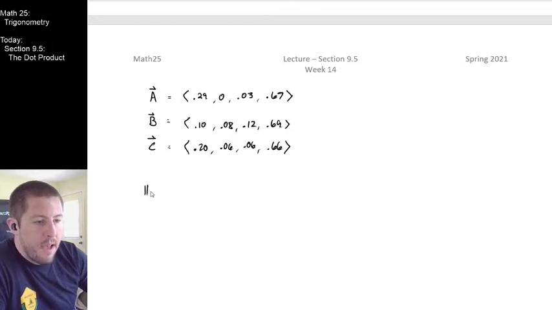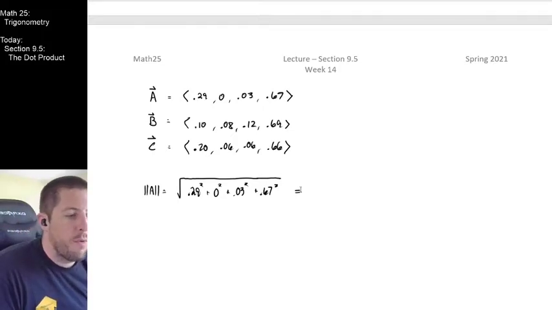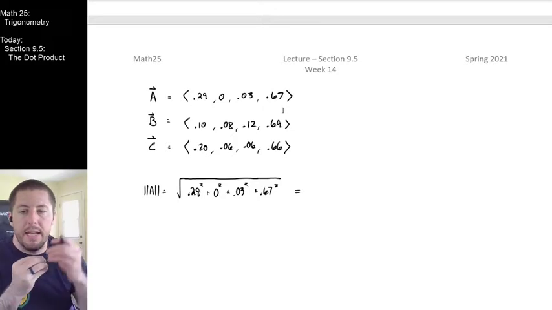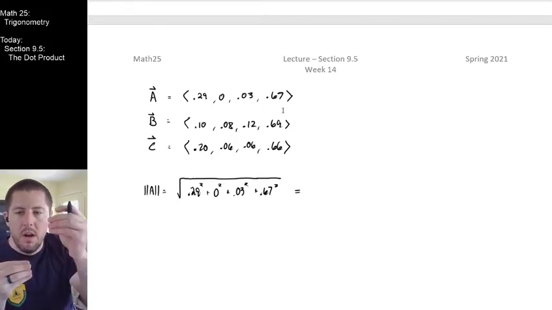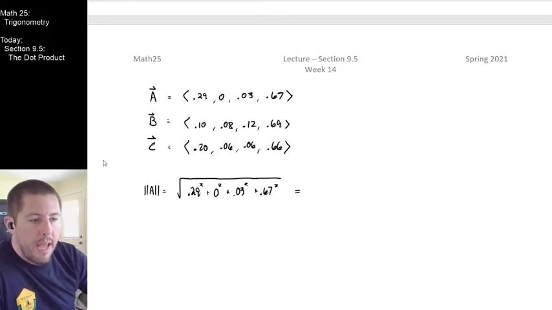So I can say my magnitude of vector A, well, we just are going to take a big old square root of the sum of squares here. I'm going to get 0.29 squared plus 0 squared plus 0.03 squared plus 0.67 squared. This is the length of this vector in 4 dimensions. If we were in 4-dimensional space, this is how we'd measure how long you went from beginning to end of your path if you traveled in 4 orthogonal directions. I'll go to my calculator in a moment. Let's write up all these guys at least.